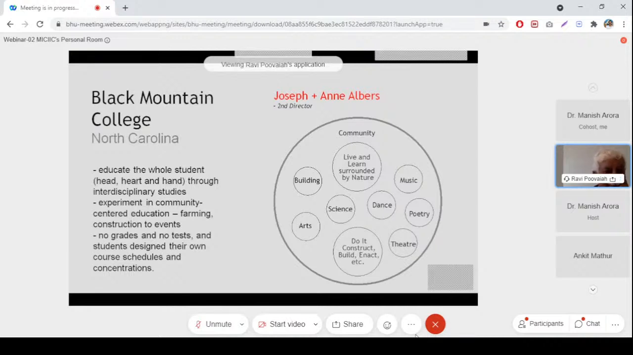Okay, they held events. At the later stage, they even built a new building for the school. The students and faculty built it. Interestingly, there were no grades, no tests. The students decided which courses to take, when to take, and what concentrations to do. And just by being in the school, they would actually get the degree, you know. So it was a very radical school.